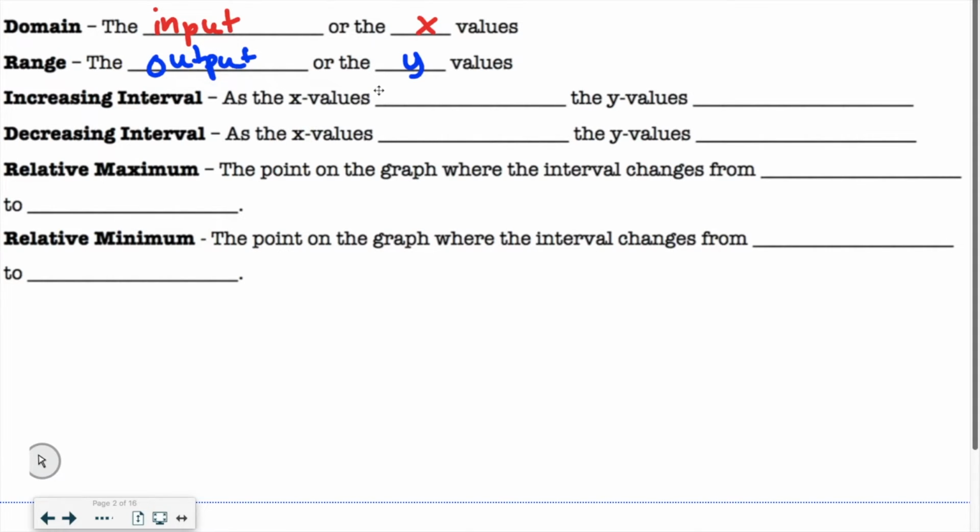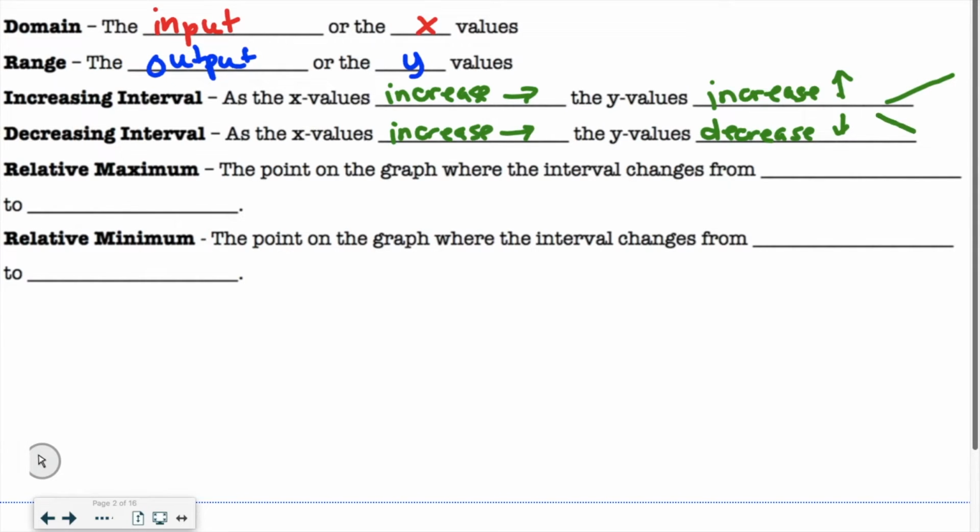Increasing intervals, so as the x values are increasing, which means they're going to the right on the x-axis, the y values also increase, which means they're going up on the y-axis. So you'll have a line that looks like this. And then for decreasing interval, as the x value increases, the y values decrease. So that means you're going to have a line that looks like this on a coordinate plane.